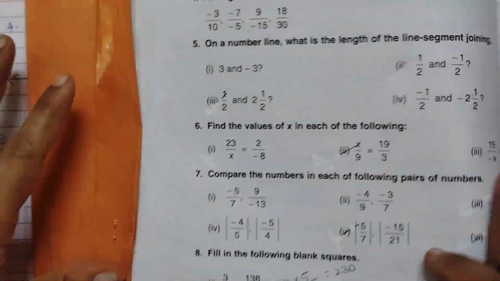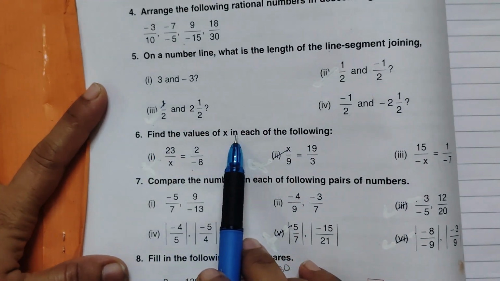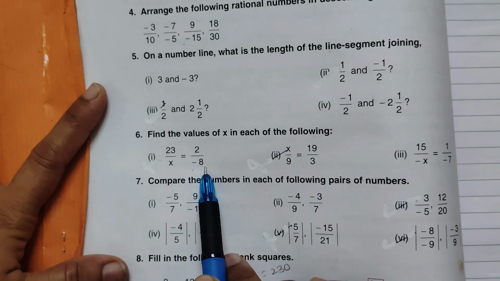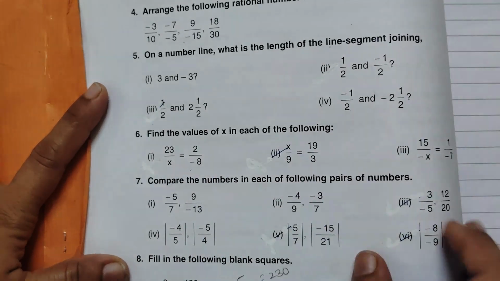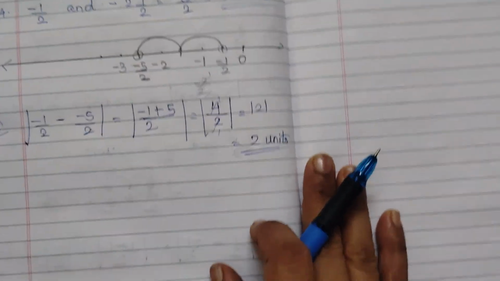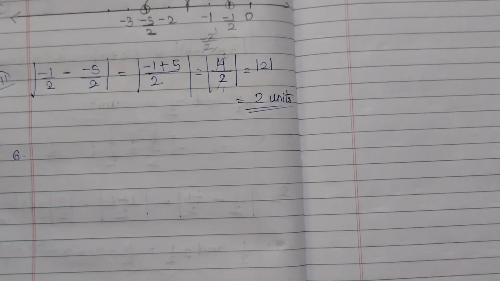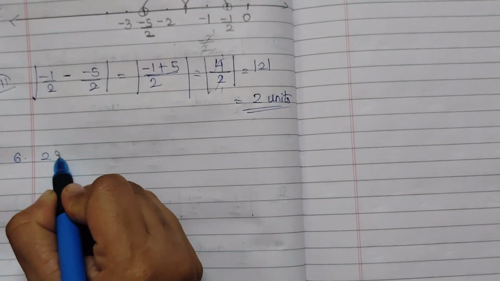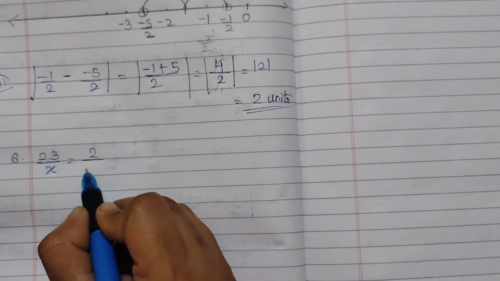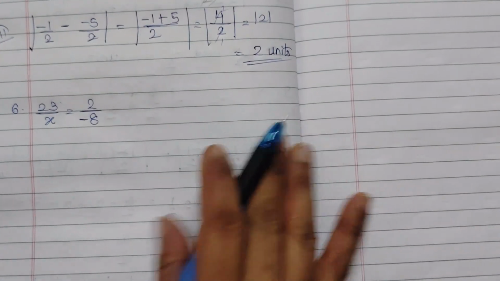Question number 6. Here, find the values of x in each of the following. 23 upon x is equal to 2 upon minus 8. Previously we have done this. Cross multiplication we have to do. So we will start question number 6. 23 upon x is equal to 2 upon minus 8. We are going to do cross multiplication.